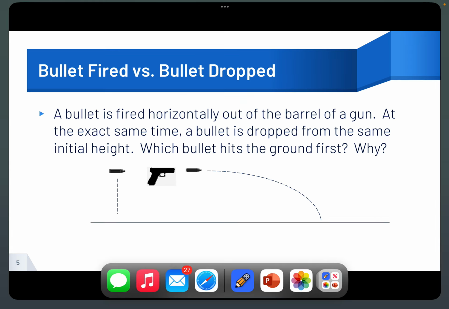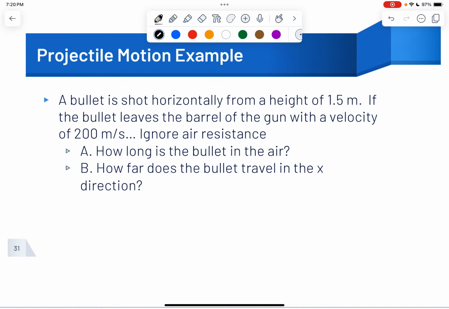So just to look at a calculation-based example of this, we're going to take that same bullet shot horizontally. We're now going to give it a few different measurements. We're going to fire it from a height of 1.5 meters, and it's going to have a horizontal velocity of 200 meters per second. Typically when we're dealing with kinematics problems, we're told to ignore air resistance. Later on in the year, we'll add in air resistance and look at how we can use a little bit of calculus to analyze those scenarios. But right now, we're going to be ignoring air resistance.